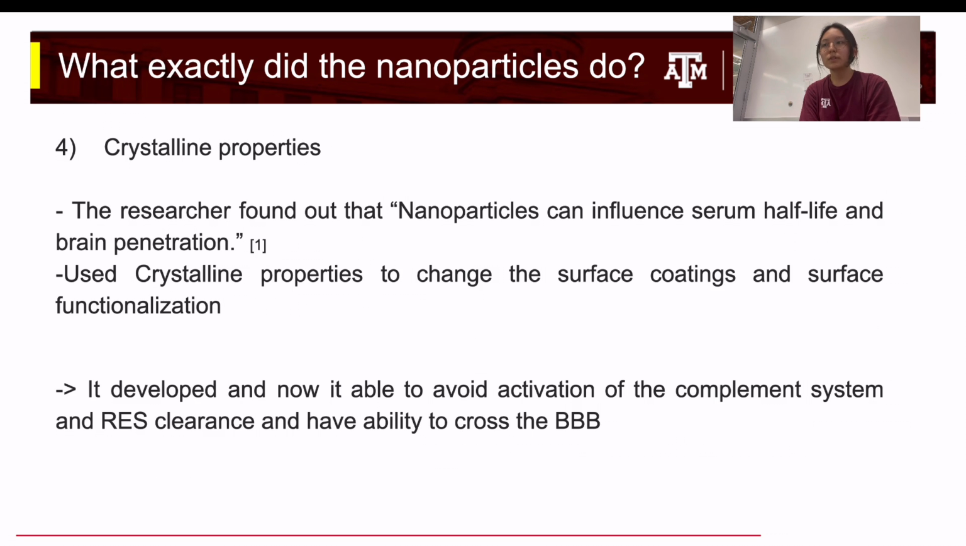And for the fourth one, they changed the crystalline properties. The researchers found out the fact that nanoparticles can influence serum half-life and brain penetration. So they used crystalline properties to change the surface coating and surface functionalization. And they developed it, and now it's able to avoid activation of the complement system and RES clearance and has the ability to cross the BBB.